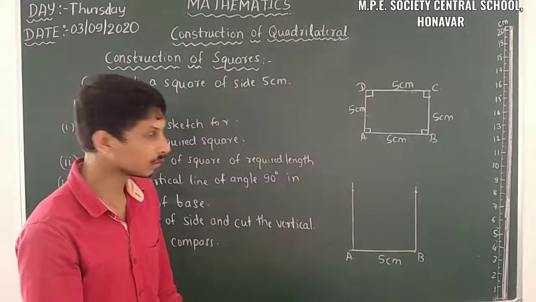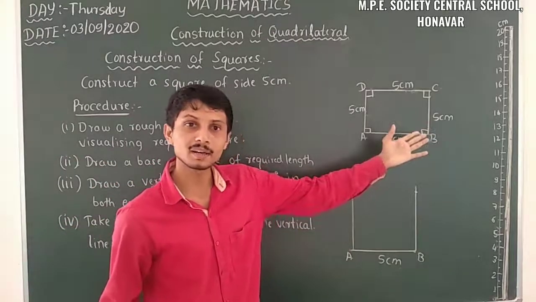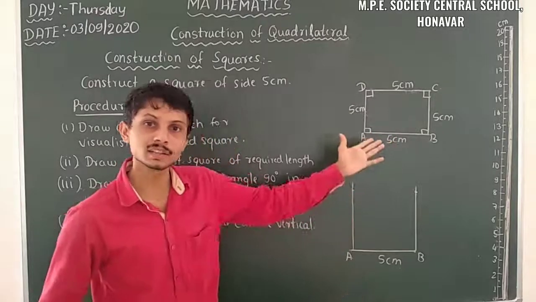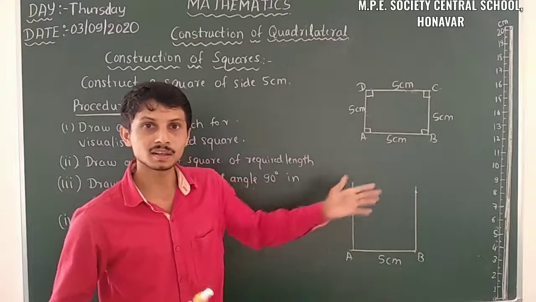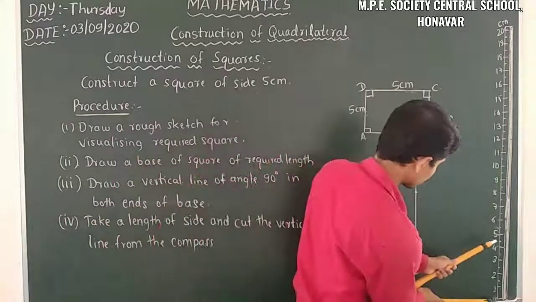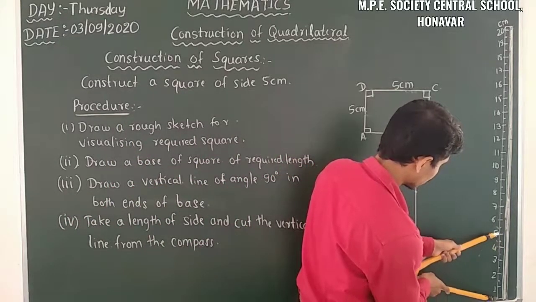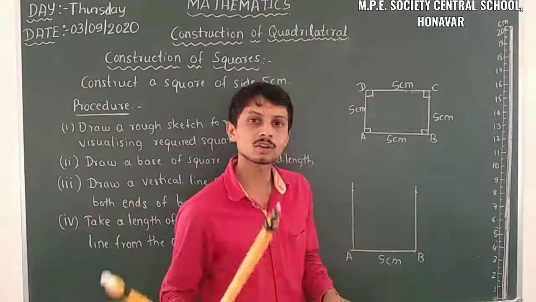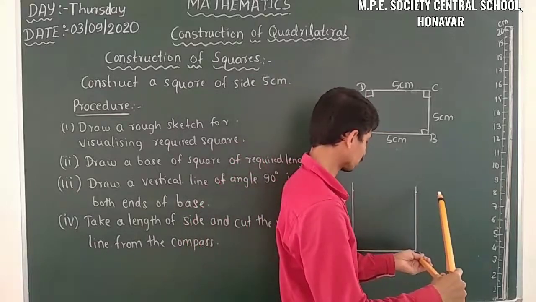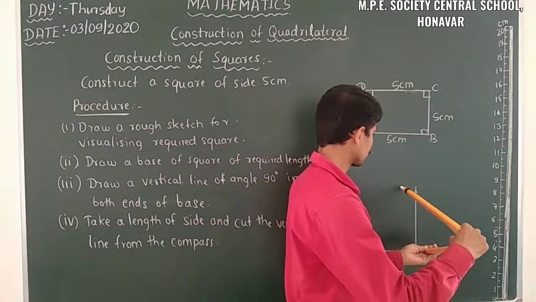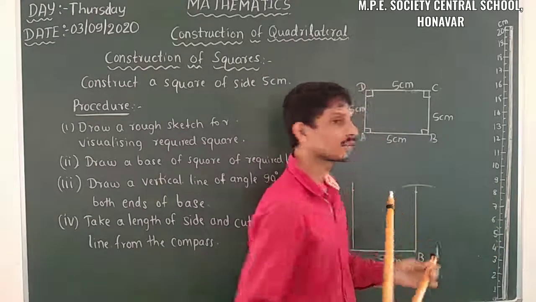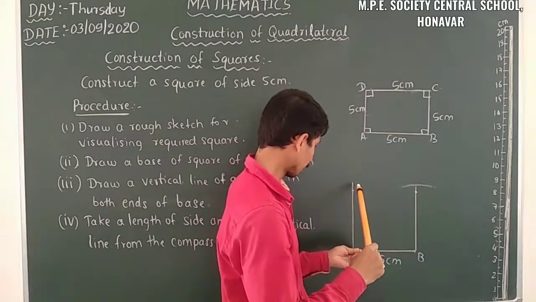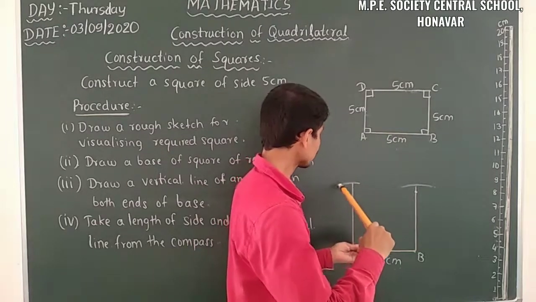Here we have a side of 5 cm. In a square all the sides are equal, so the length of each side is 5 cm. Take a length of 5 cm in the compass. Then locate the required point. Here, place it on point B and cut the vertical line. Then we locate the required point and cut this vertical line.